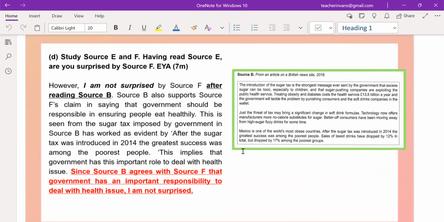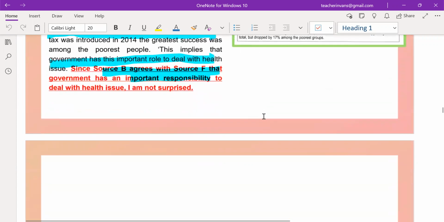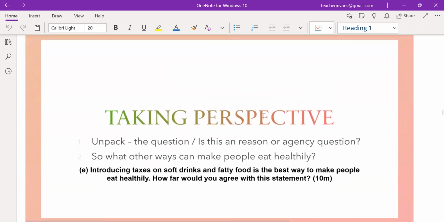So it's not surprising because in source B, it has worked. And specifically, we're talking about the Mexico case study, right? So this implies that the government has an important role. And since source F agrees with source B, that it is the responsibility of the government, it is not surprising. Okay, it's not surprising that he feels this way. Now let's take a look at the taking perspective.